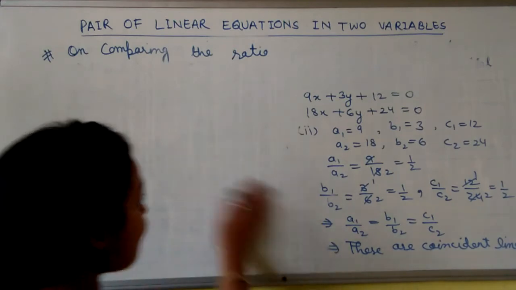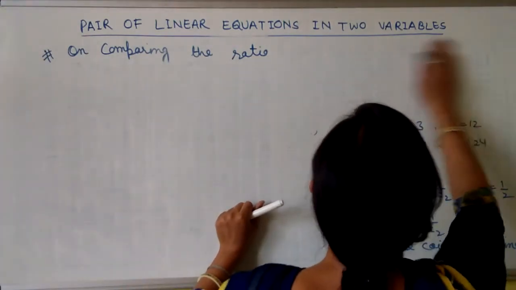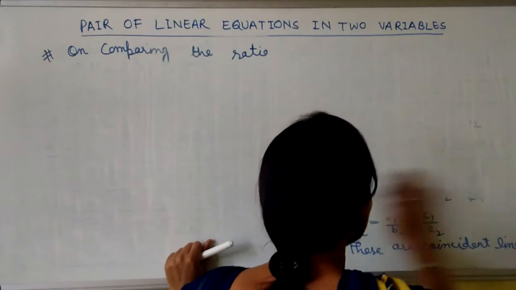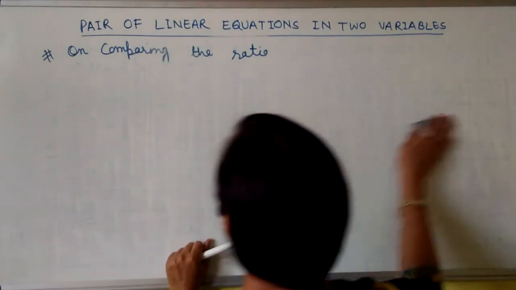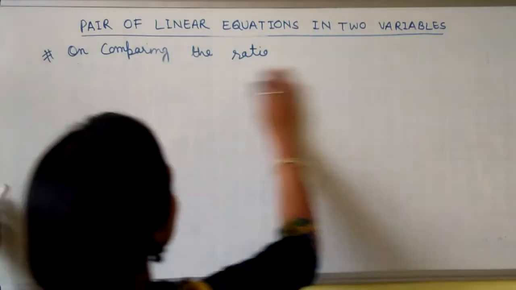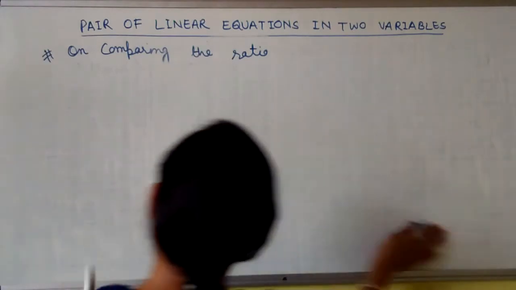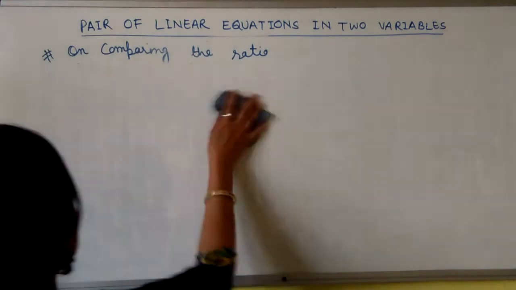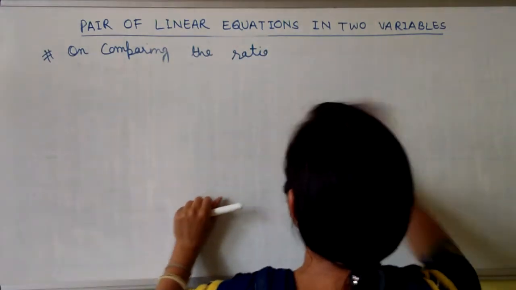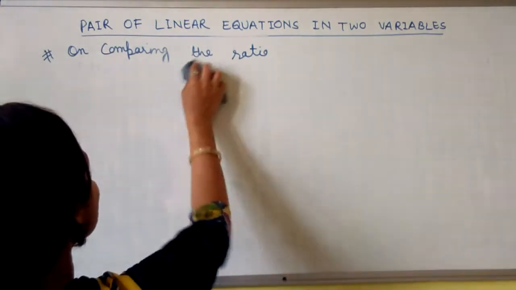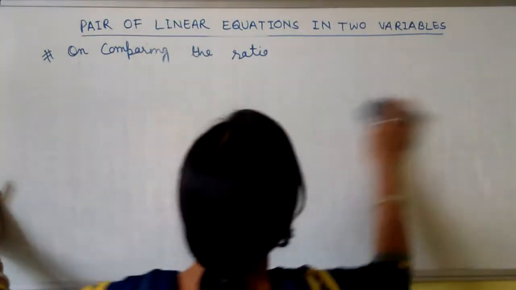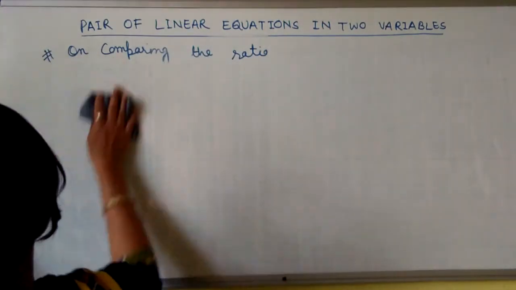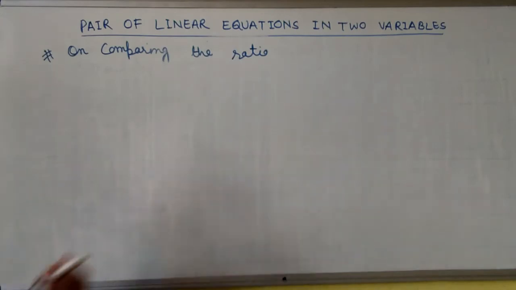If consistent, find the solution graphically. So I will write that statement. On comparing the ratio, find out whether the system is consistent or inconsistent. You have to tell about the system of equations by using those conditions.